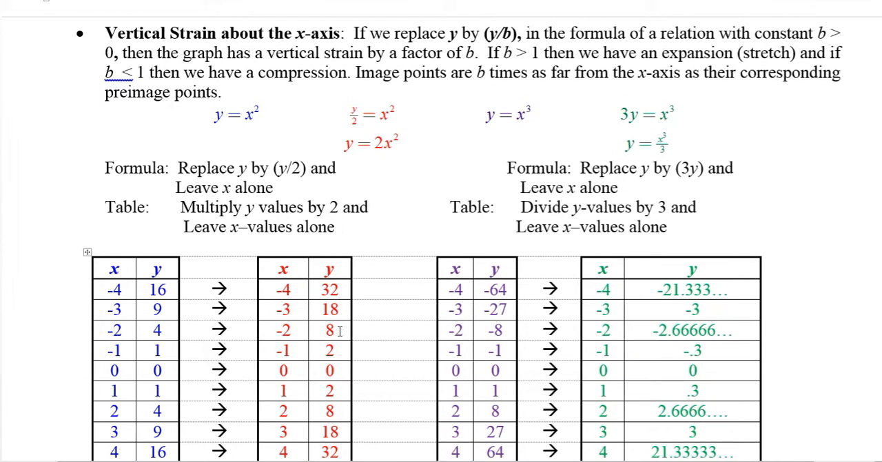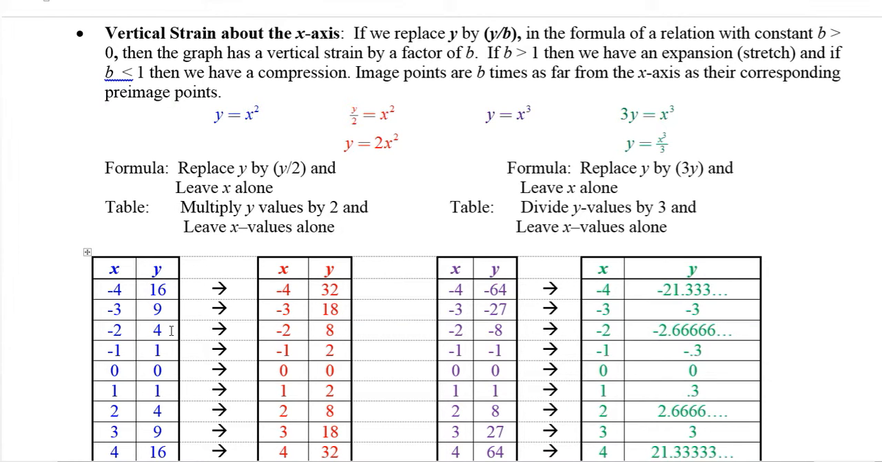Okay, we can do the same thing vertically. If we replace y by y divided by b, again with a positive b, then the graph has what we call a vertical strain by a factor of b. And again, if b is bigger than 1, it's a stretch or expansion. If it's less than 1, we compress. And the image points are b times as far from the x-axis as the corresponding pre-image points.